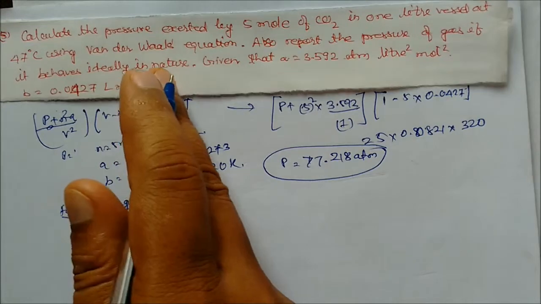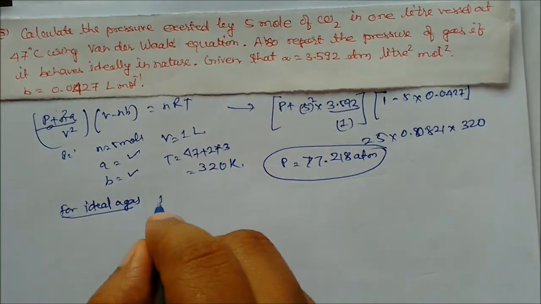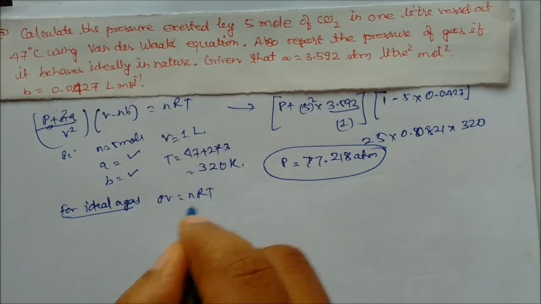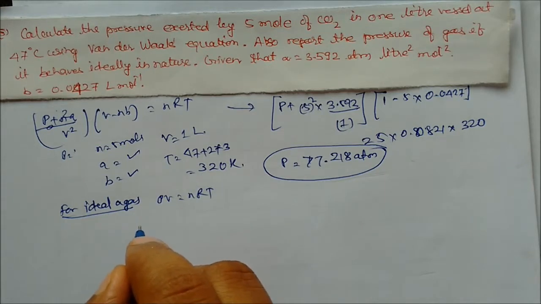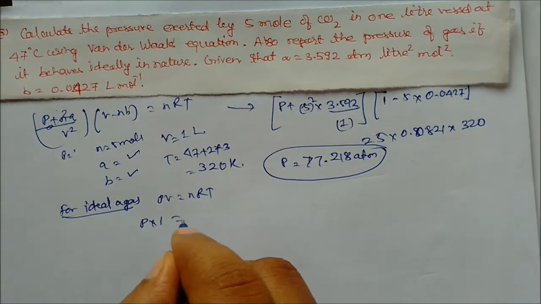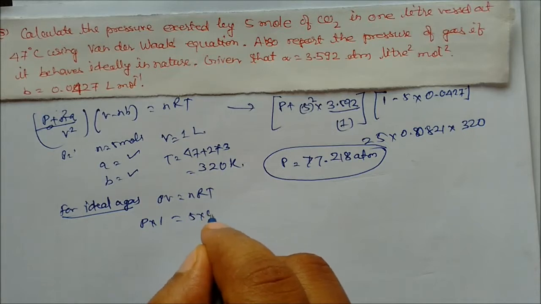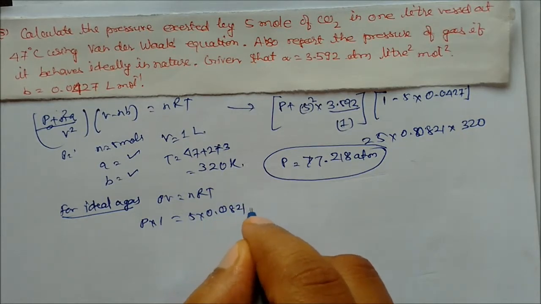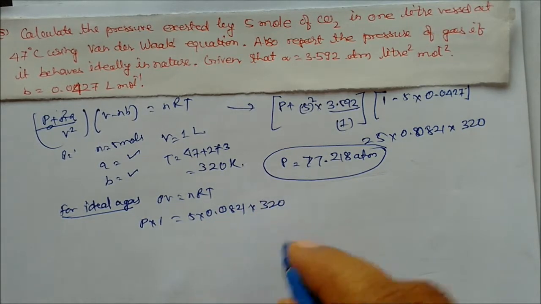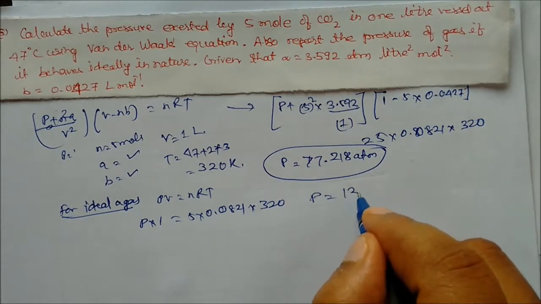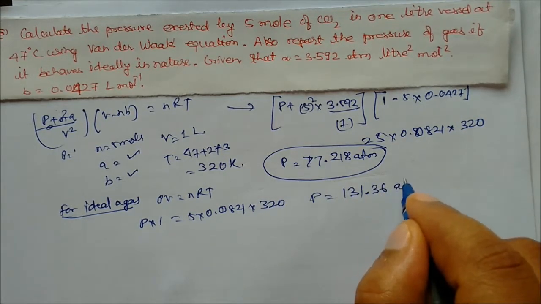For an ideal gas, PV equals nRT. So what is the pressure? Pressure we don't know. Volume is 1 liter, and moles is 5, times 0.0821, multiplied by 320. So here we can calculate this, and it is 131.36 atmospheric pressure.